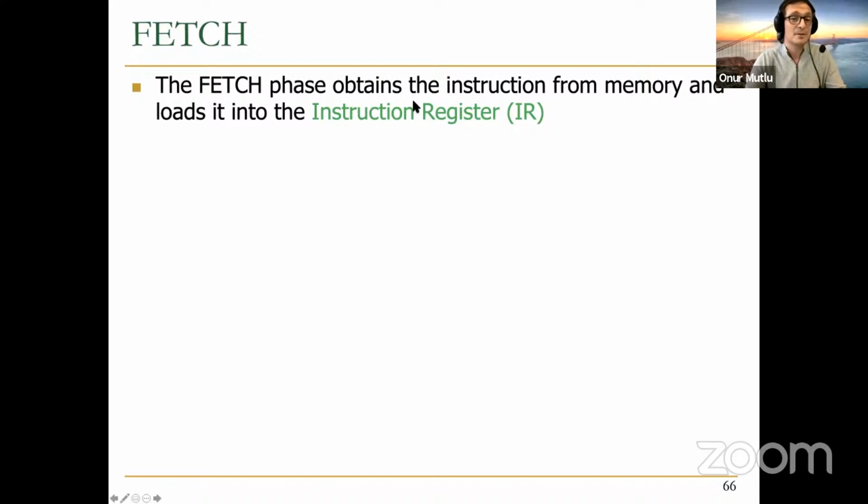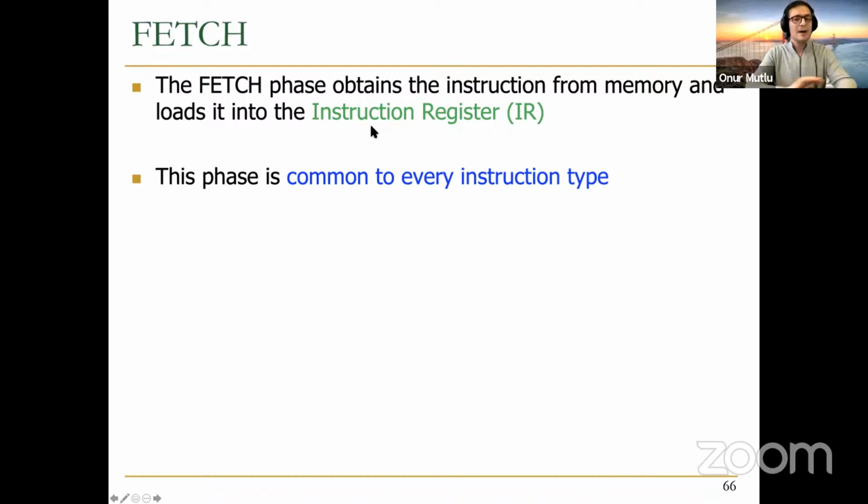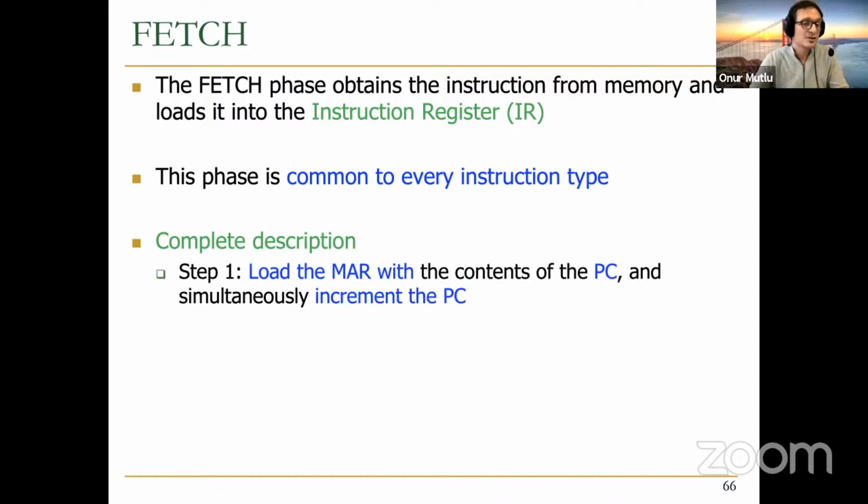So the fetch phase obtains the instruction from memory and loads it into the instruction register. This phase is common to every instruction type. You have to fetch an instruction to be able to execute, right? So the complete description of it is as follows. First, you need to load the memory address register with the contents of the program counter, as I said earlier. And simultaneously, you need to increment the PC so that you actually get the program counter of the next instruction. Again, this is a choice. You don't necessarily need to increment the PC at this point. You just need to increment the PC before you fetch the next instruction.